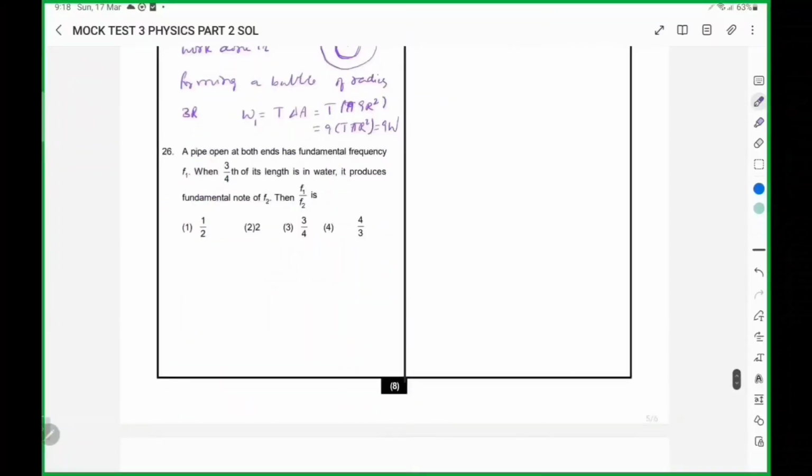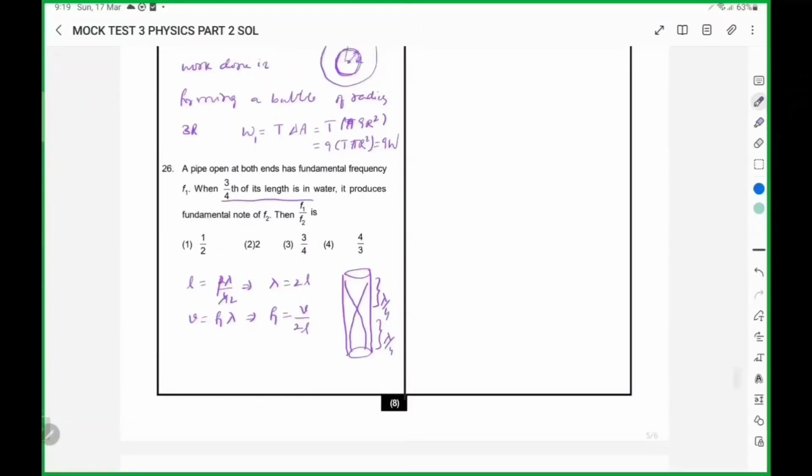Here a pipe is open at both the ends. So for the fundamental frequency, lambda by 4, lambda by 4. So the length of the pipe L is equal to 2 lambda by 4. So lambda is 2L. So V here is F1 into lambda. So then in this case, F1 will be V by 2L. 3/4 of the length is in water.